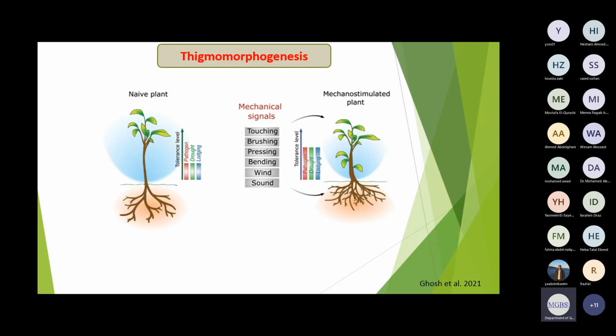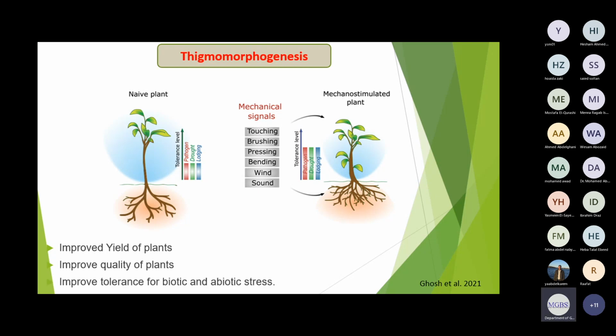So how does this mechanical signaling come about? It comes from touching, brushing, pressing, bending, wind, sound. All these factors affect the plant and cause mechanical stress. It is used to improve the yield of plants, also improve the quality of plants, and improve tolerance to biotic and abiotic stress. So it means that with only an eco-friendly treatment, without using any chemicals, I can improve the plant in an eco-friendly way.